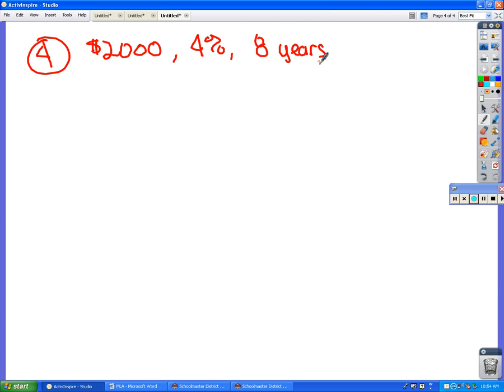Okay, number 4 asks you to figure out an interest thing. Remember that we have 2 different equations for finding interest, okay? If this were compounded annually, then I would write the equation 2,000 times 1 plus 0.04 to the 8. Do you remember that? No. Okay? That's if it's compounded annually.